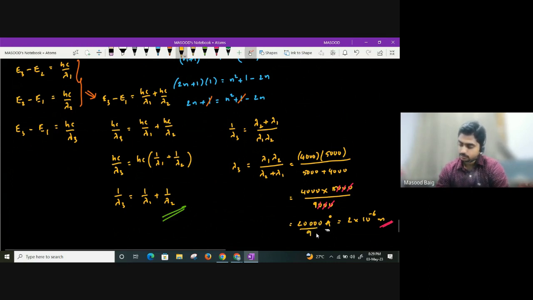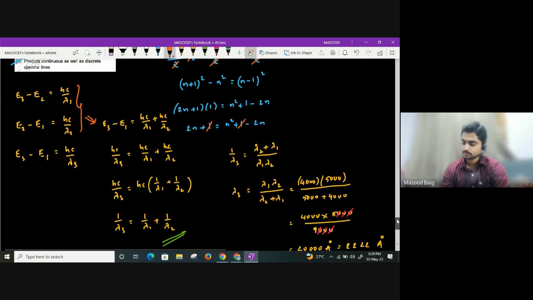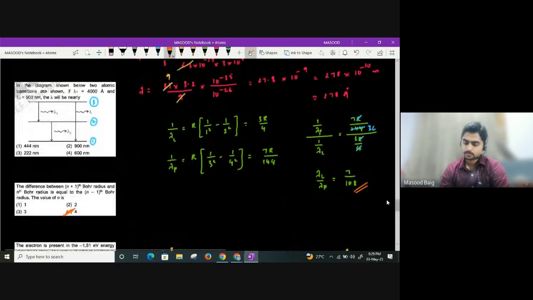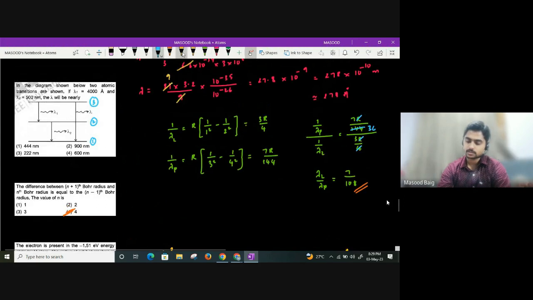20,000 divided by 9. So 9 2s are 18, again 20, and we'll get 2222 angstrom. Clear, all of you? 2222 angstrom, or I can write it as 222.2 nanometer. Understood, everyone? The 222 nanometer should be the exact answer for that.